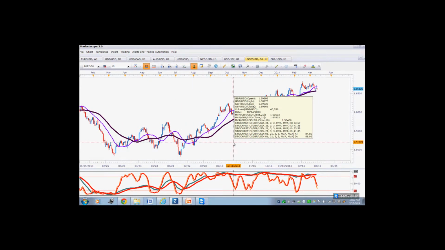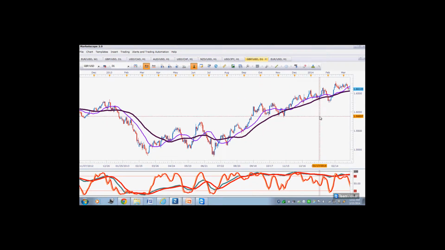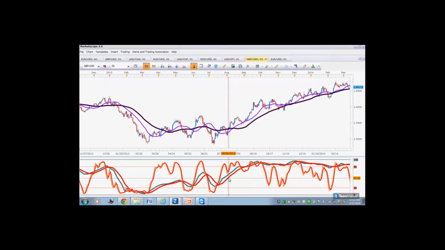The two moving averages: this is the weekly moving average, and this is the daily. The blue one is the 21 period moving average. The weekly is the 10 period moving average. Also on the stochastic indicator, you have here the weekly stochastic and the daily stochastic. All right, now let's go to the 4-hour chart.